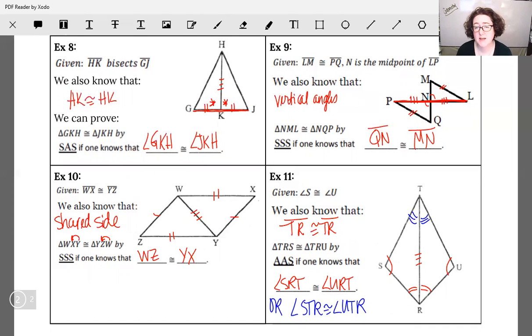Now, your practice today is just on identifying which rules to use. And then we're going to spend 2 days on using these for proof. So we're going to get a lot of practice with these rules. But definitely do ask me if you have any questions on these problems.